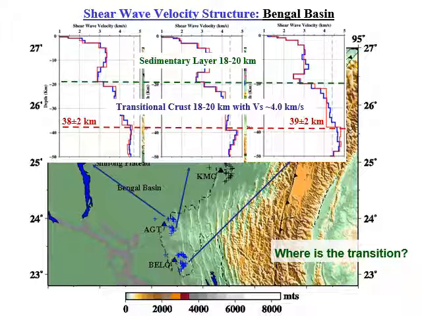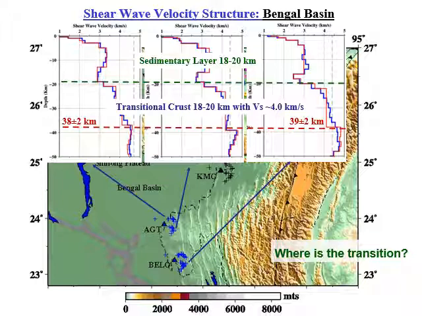We call this a transitional crust because in thickness it is intermediate between a 35 kilometer thick continental crust and a 7 kilometer thin oceanic crust, and also intermediate in velocity between the 3.5 kilometers per second that we saw for the continental crust and about 4.1 that we see in the oceanic crust. So this transitional crust is overlain by that thick pile of sediments that we have seen further to the north as well, which is about 18 to 20 kilometers thick.